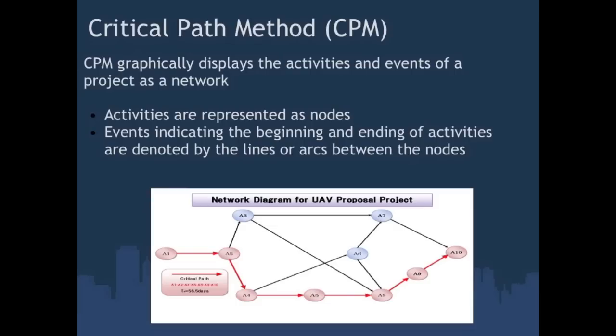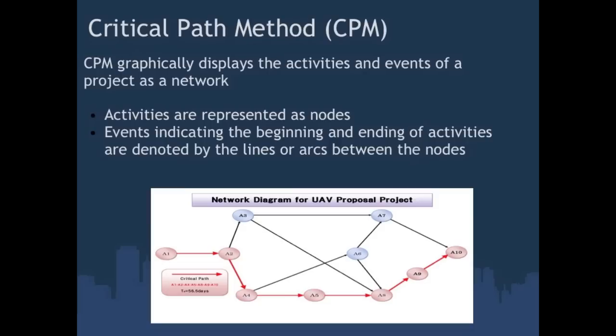The critical path method, also known as CPM, graphically displays a project's activities and events as a network. Activities are indicated on the graph as nodes, and events are the beginning and ending of each activity and are denoted as lines or arcs between the nodes.